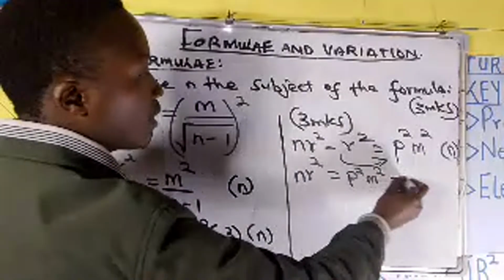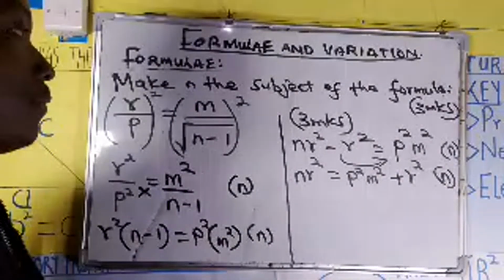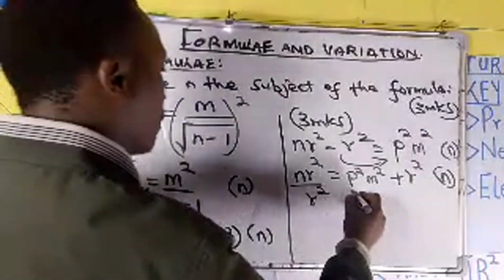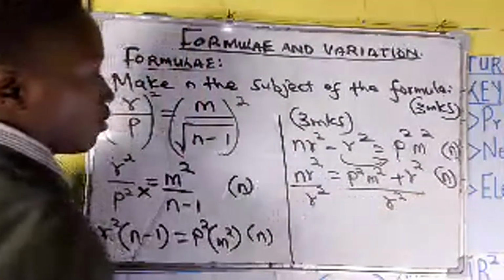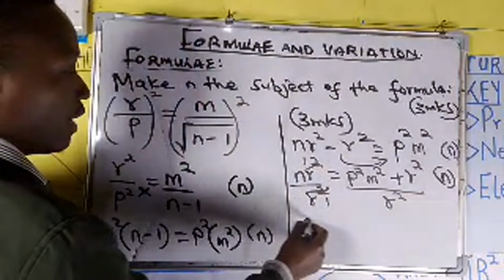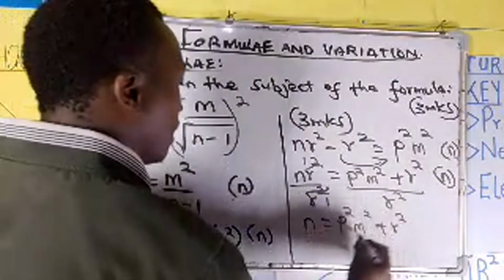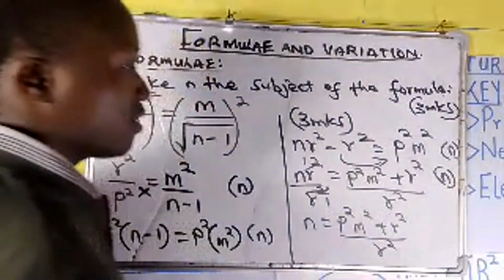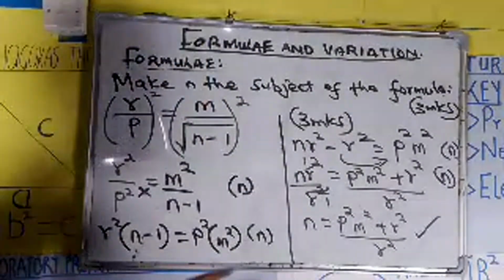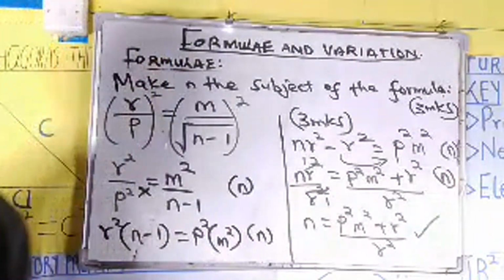When we take this to the other side, itakuwa plus r squared. Remember, we are making n the subject of the formula. Once we have that, we can now divide both sides by r squared. So we will now simplify by r squared, and we will have n is equals to p squared m squared plus r squared over r squared. Yes, iko sawa? Yes, and you can get that as your answer. If you observe clearly, n is on just one side of the equal sign. So itaishia hapo na tutaendelea.